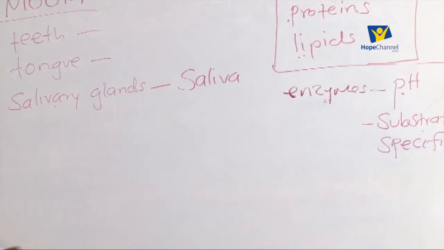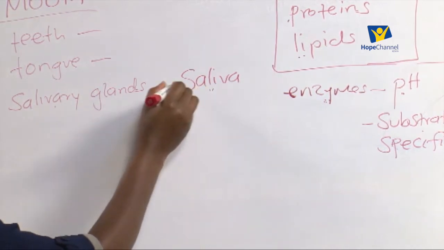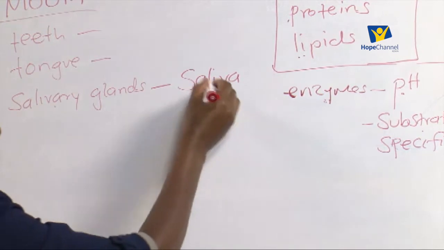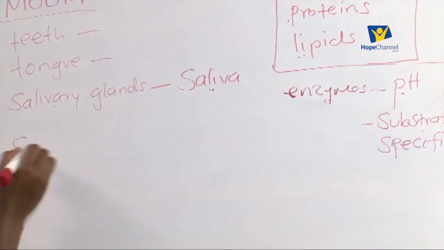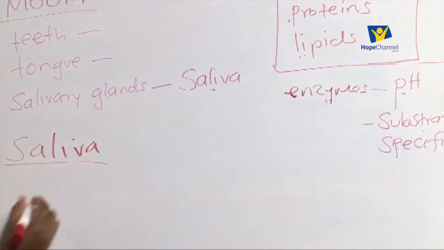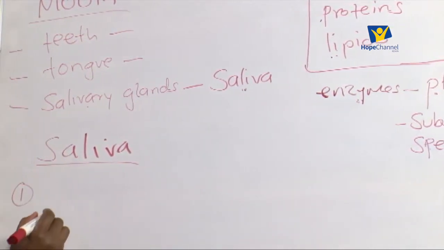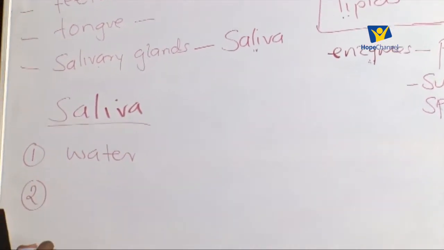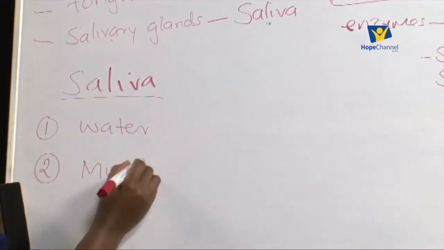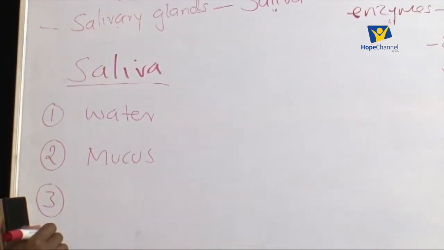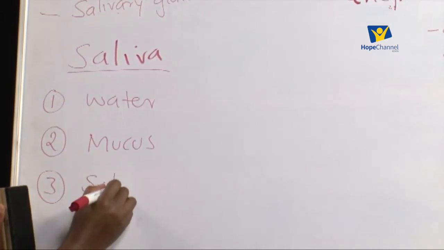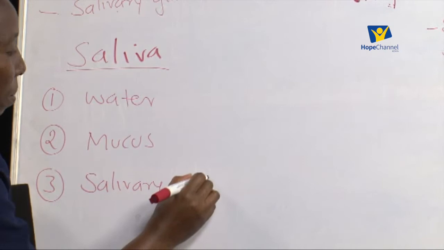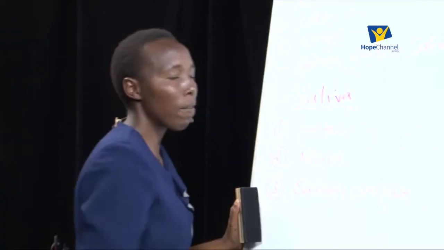But you realize that the enzyme that is produced by the salivary glands is in the mixture of saliva. So what consists of saliva? Let's first list what is in the saliva. Number one, saliva consists of water. Number two, saliva consists of mucus. And number three, saliva consists of salivary amylase. So this is the enzyme that we have in the mouth.